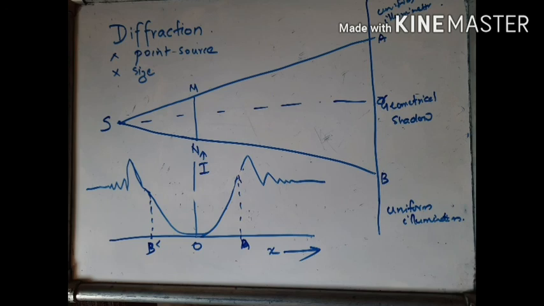Another important thing is the size of the obstacle should be comparable with the wavelength of the light we are using. Then only we can observe diffraction. So in order to observe diffraction, it should satisfy two conditions. The first one is the source should be a point source. The other one, the size of the obstacle should be small, comparable with the wavelength of the light we are using.